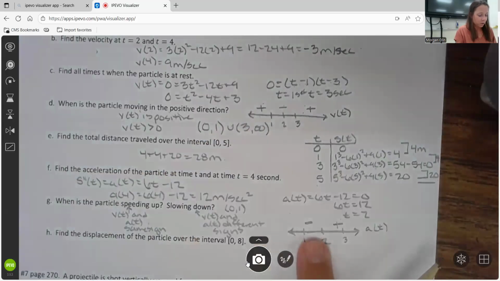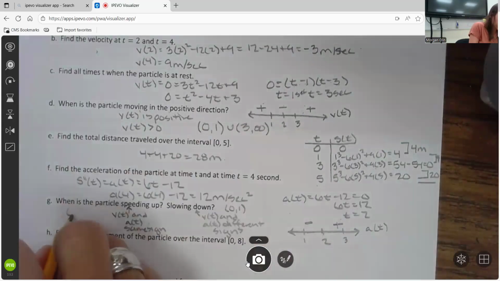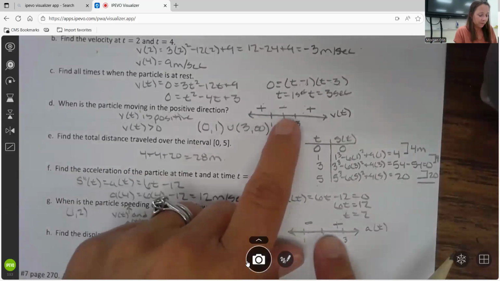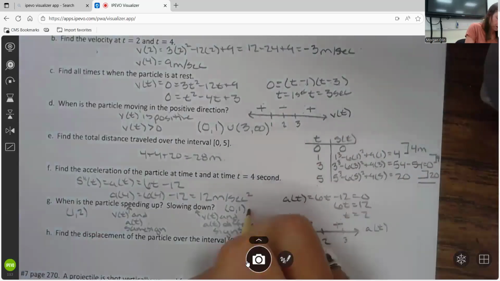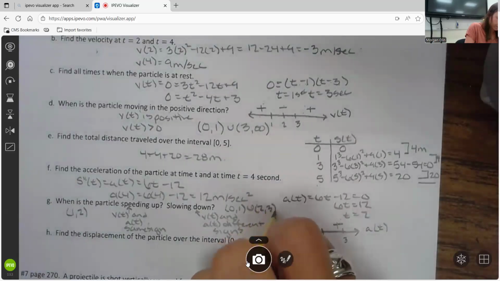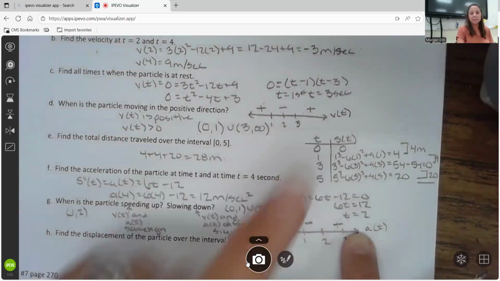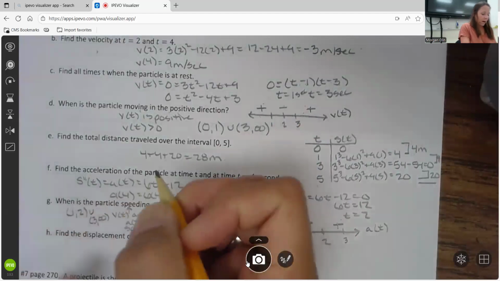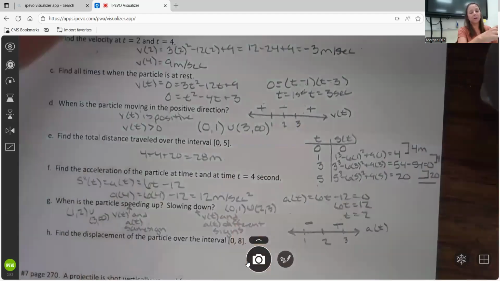But 1 to 2, this is negative, and this is negative. So that's speeding up. 2 to 3, it's negative for velocity, but it's positive for acceleration. So 2 to 3, it's going to be slowing down. And then 3 to infinity, they're both positive here. So therefore, this is speeding up. So we got when it's speeding up, and we got when it's slowing down.